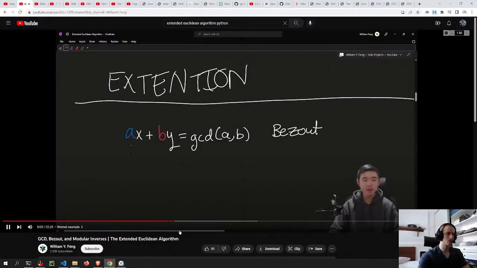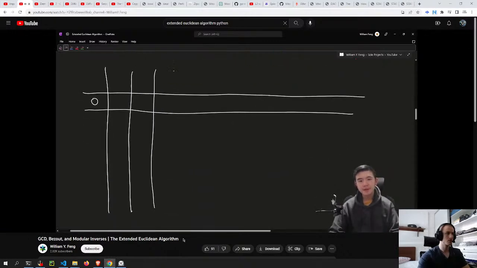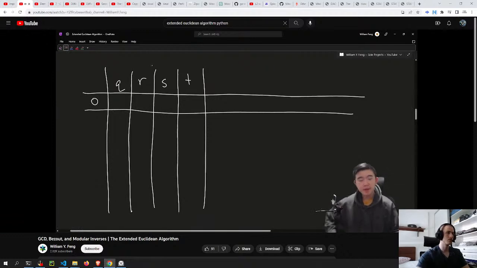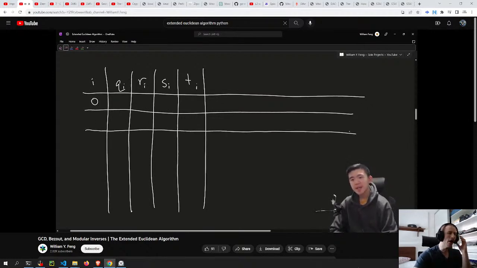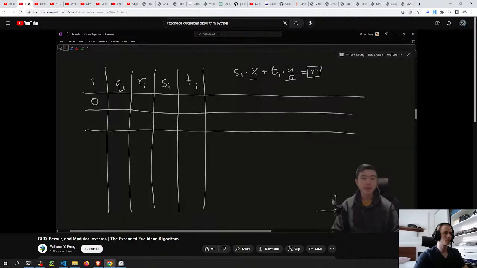Of a and b. So let's do an example. I'm going to be using some extra variables. So we're going to introduce the variables q, r, s, and t. So at every step in this algorithm, we're going to have, let's label these as si, and this is the index i. This is the remainder at step i, and this is the quotient at step i. We're going to have si times a plus ti times b equals the remainder. Quick correction from future William: here I mean si times a and ti times b, not x and y. So just keep in mind that equation should be a and b, not x and y.